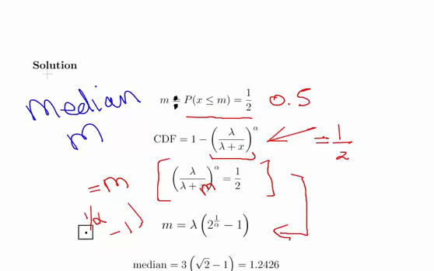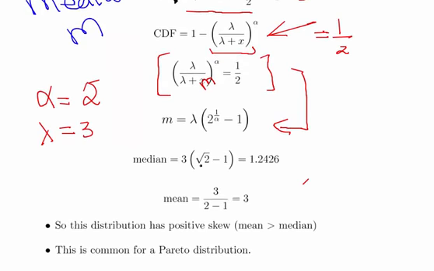Now, previously we were told that alpha is equal to 2 and lambda is equal to 3. So what we get here is this expression. I just have to scroll down a little bit and sub in the values there. 3 times the square root of 2 minus 1, and that turns out to be 1.2426. Using the expression previously for the mean, which was lambda divided by alpha minus 1, that simply works out to be 3.